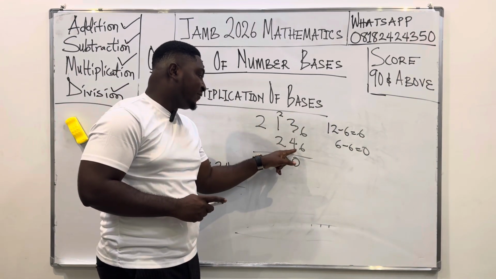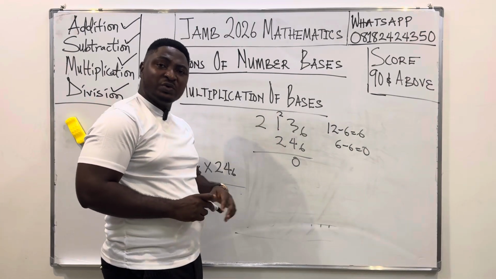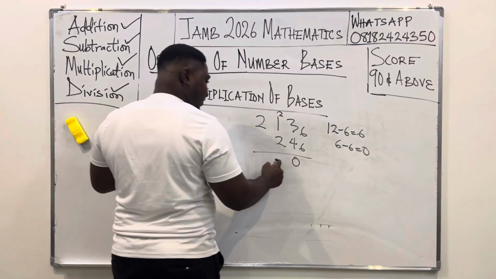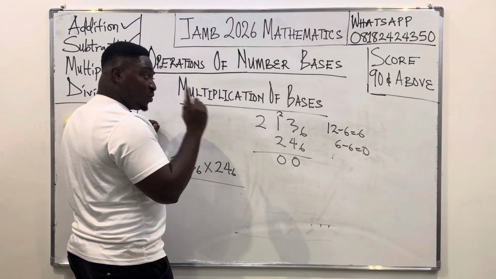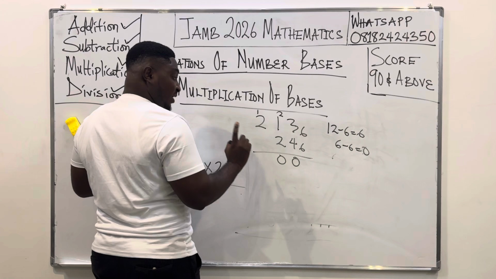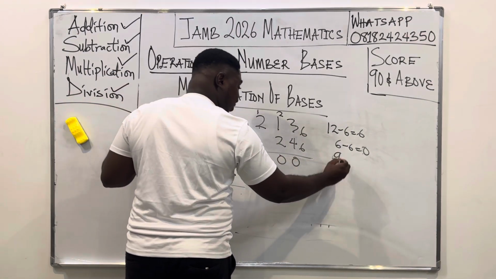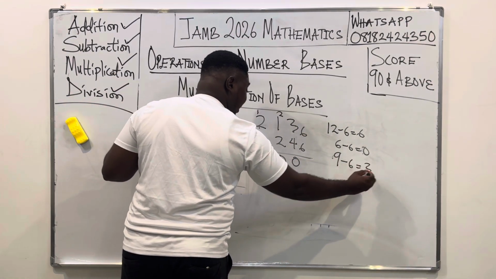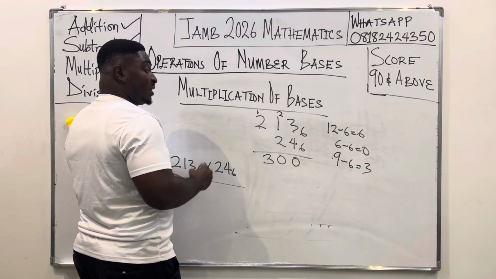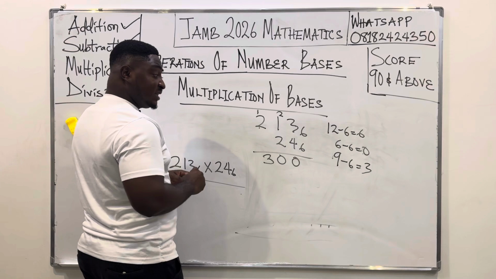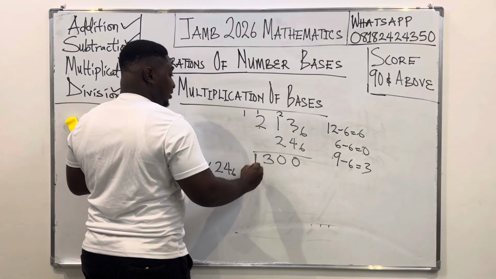So let's keep multiplying. 4 times 1 is 4. But there's a 2 here. Plus 2 is 6. Now, we cannot put 6 here. So subtract 6 from 6, you have 0. Remove 6 once. So that 1 should come to this side. Take note. Now, 4 times 2 is 8. 8 plus 1 is 9. 9 cannot go. So 9 minus 6 is what? 3. 3 can be written here. But how many times did we remove 6 from 9? 1. So that 1 will come here and we're going to have 1.